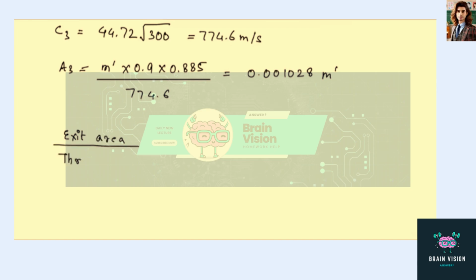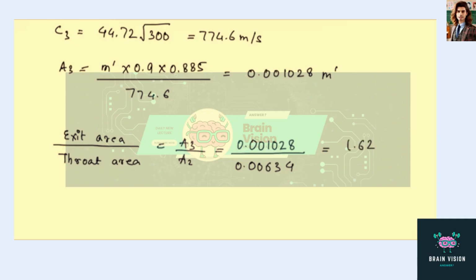And now we can finally calculate the ratio of the exit area divided by the throat area. Here exit area we are going to take as A3 as we have just now calculated. So A3 divided by the throat area A2, which is equal to 0.001028 divided by 0.00634, since m dash is cancelled out, and finally on solving we get it to be equal to 1.62. Hence the answer for the question given.